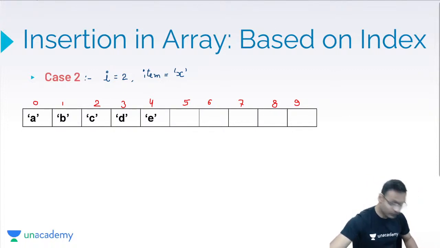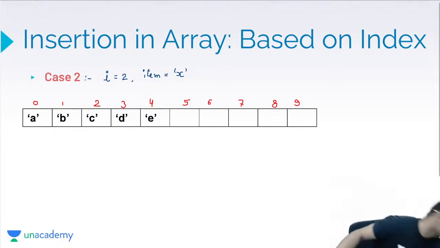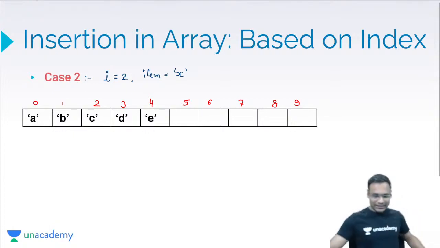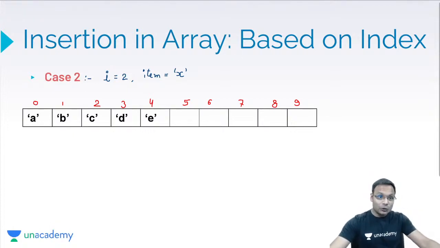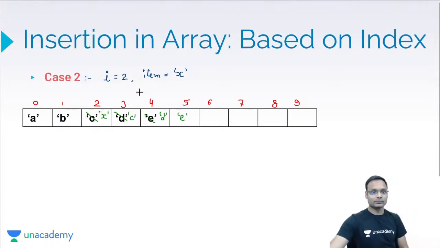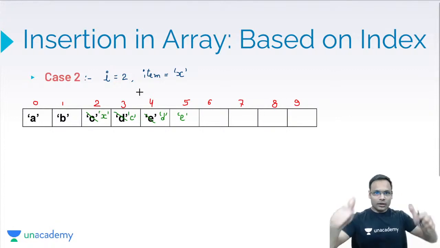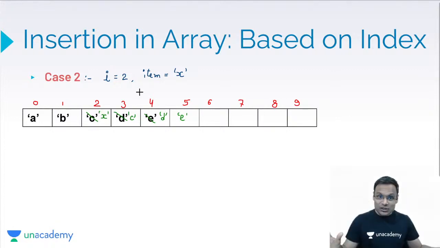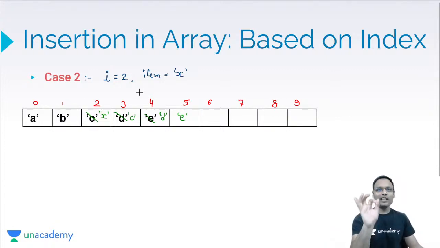Okay, so what I'm saying here is that you shift element E here, then element D here, then element C here. Index number 2 is free. Now insert X here. Got it? Understood that? I am just explaining what to do.